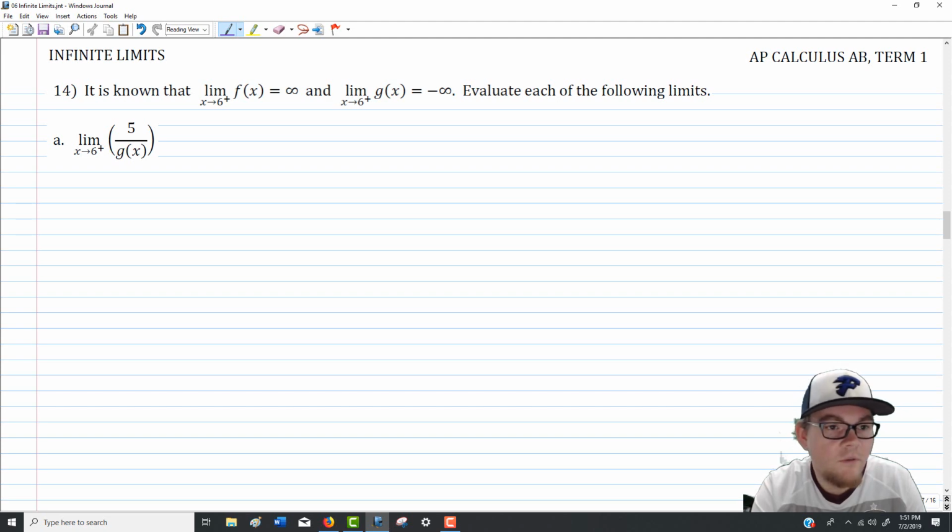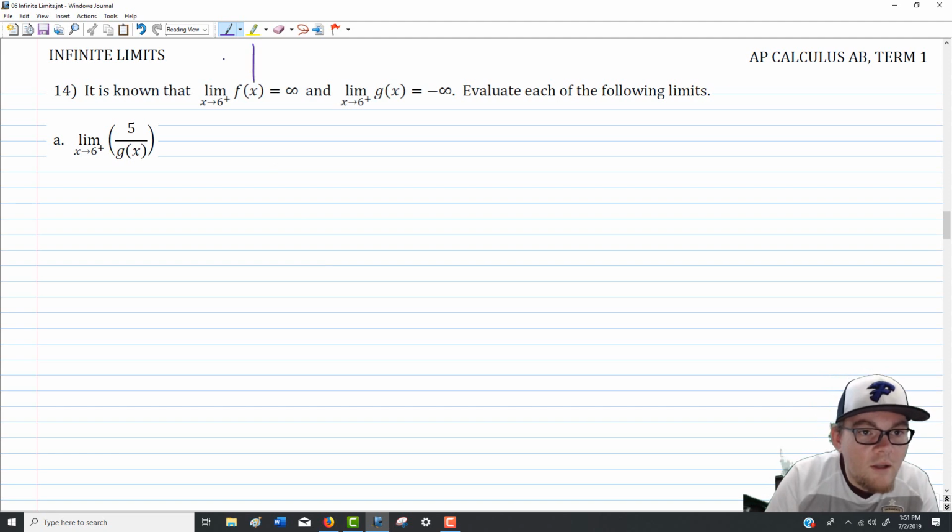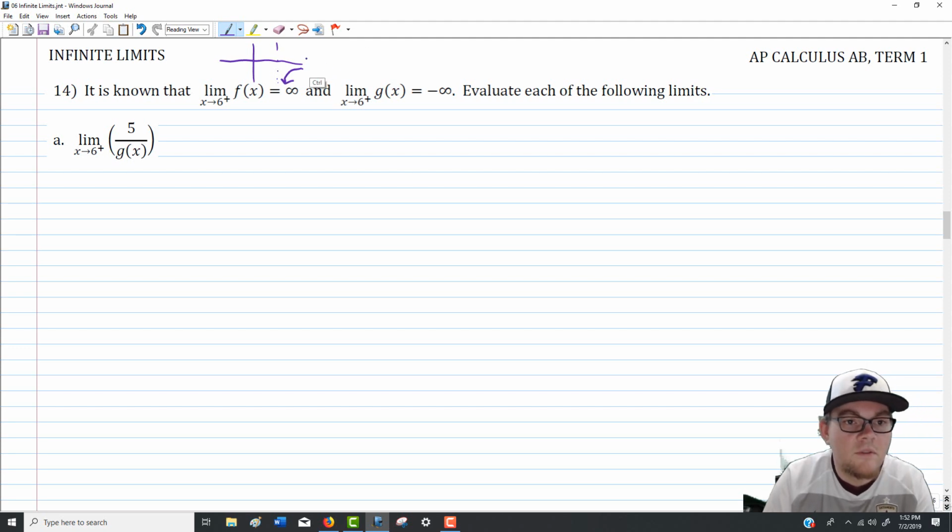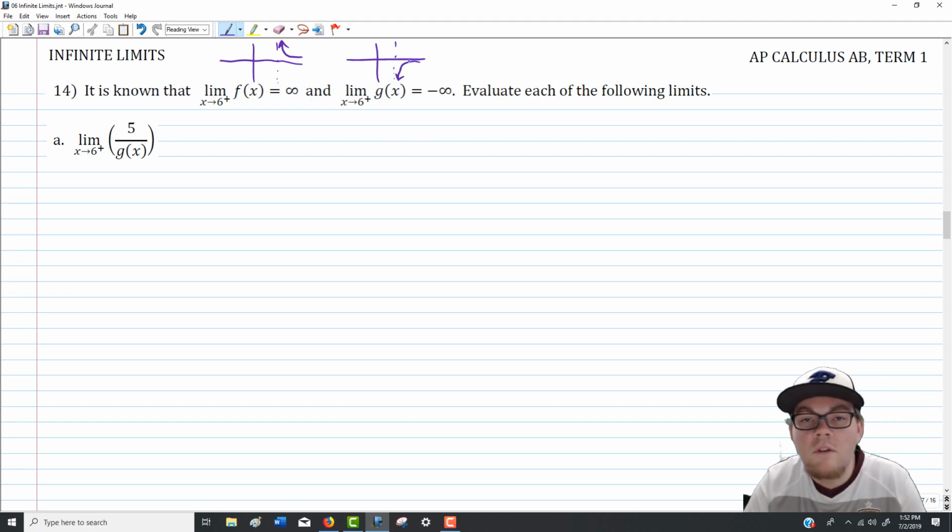So first, once again, question 14a tells us that the limit as x approaches 6 from the right side of f is infinity, and the limit as x approaches 6 from the right side of g is negative infinity. So if you needed to, you could draw some quick little behaviors here and say something to the effect of 6 from the right of f. Oops, it's supposed to go to positive infinity. And on the other side, as x approaches 6 on the right side, g goes to negative infinity. So we have those 2 different behaviors.